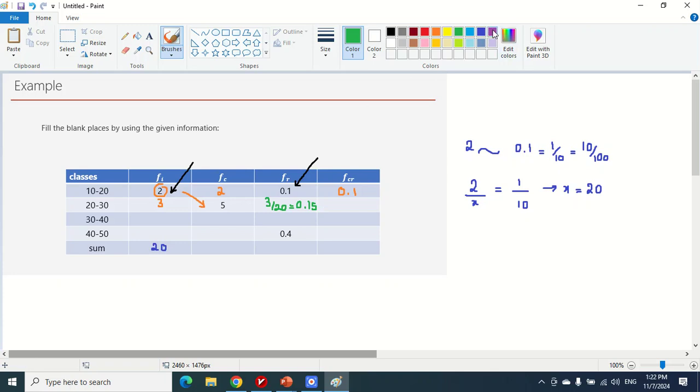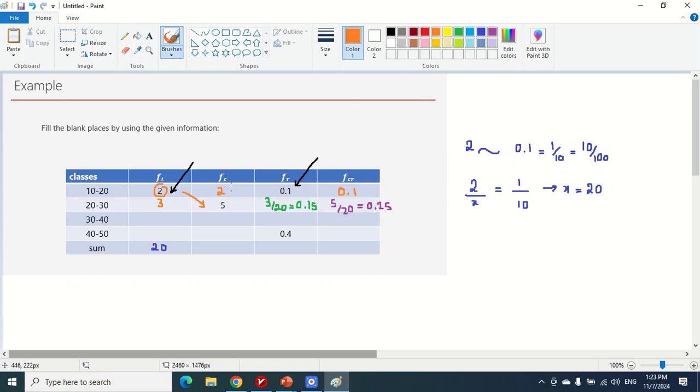Both of them give you the same value, which means we can write that one as 5 over 20, or we can also add 0.1 and 0.15. The result will be the same, so it will be 0.25. So this is the cumulative relative frequency for that part as well.